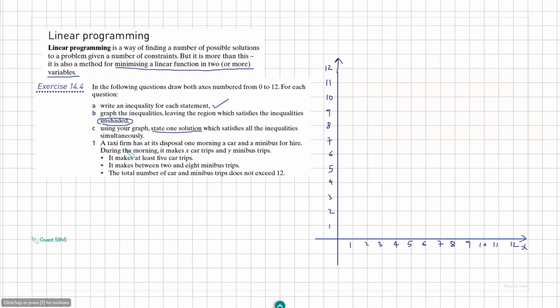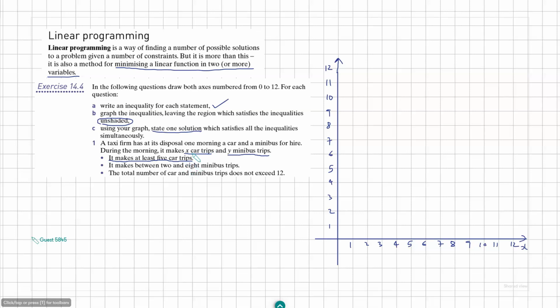Okay, so here is your question. A taxi firm has at its disposal one morning a car and a minibus for hire. During the morning, it makes X car trips and Y minibus trips. Here are your statements. It makes at least 5 car trips. So what is the inequality for that statement?